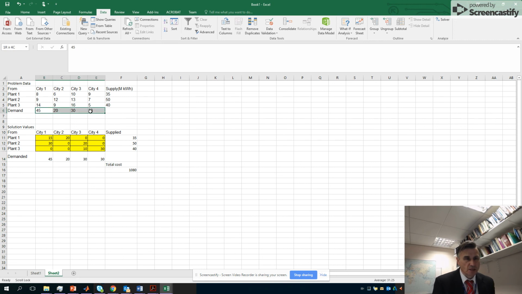These numbers match these numbers. These numbers match these numbers. So the constraints are satisfied. But you can see that using this heuristic, we get a total cost of 1080. From the optimal solution, we could find a feasible value that was 1020. So that shows you that you can do quite well with rules of thumb. But to get the true optimum, you probably need to use a package like Solver.